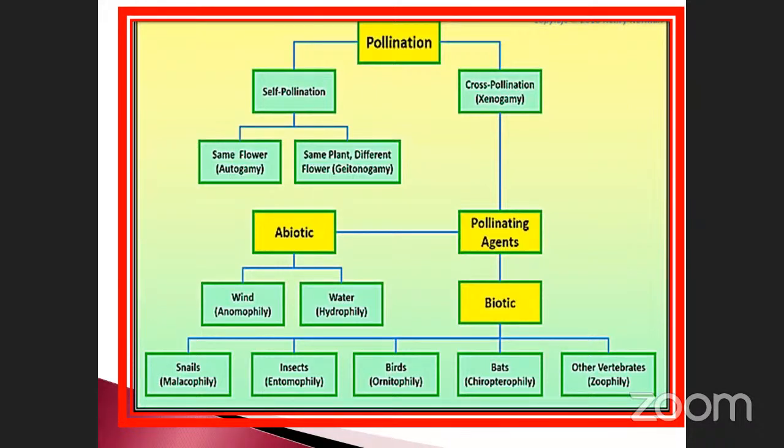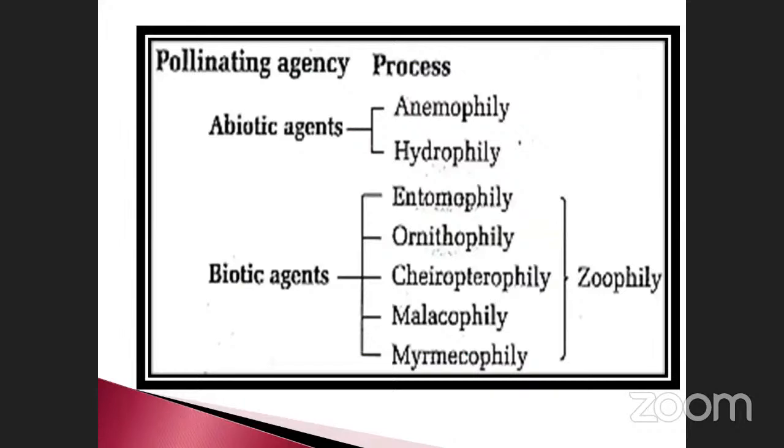There are two abiotic factors. Transfer of pollen from anther to stigma by wind is called anemophily. If it is by water, it is called hydrophily. So these are the things. Abiotic agents: anemophily, hydrophily. Biotic agents: entomophily, ornithophily, chiropterophily, malacophily, myrmecophily, and zoophily. They are all considered zoophilous because they are dispersed only by animals. That's why it is given as zoophily. Living organisms, even human beings, may spread pollen.